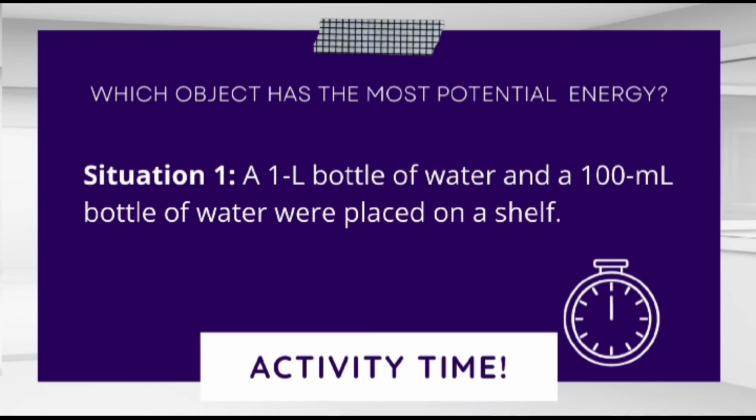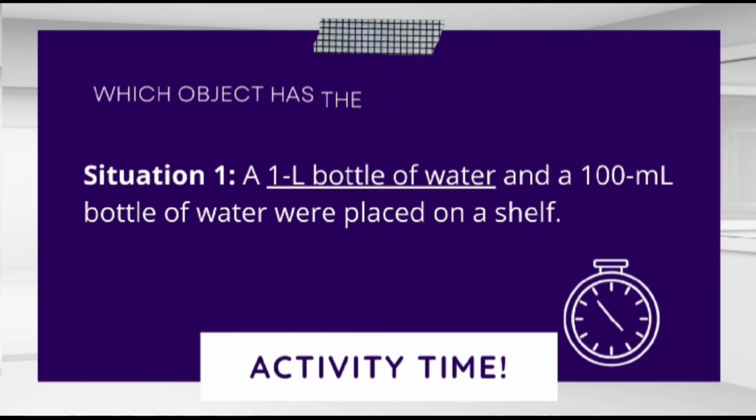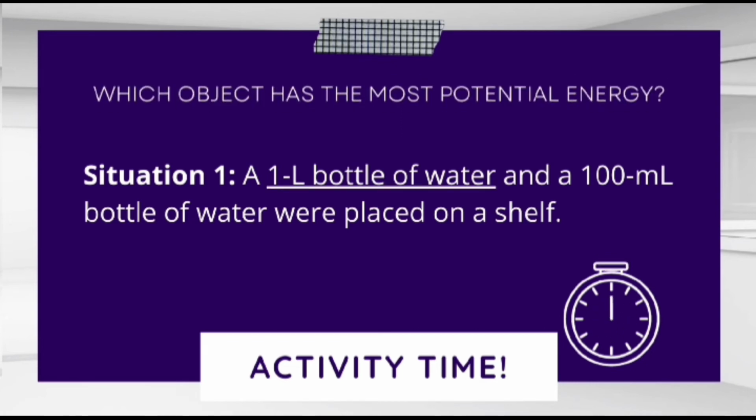Let's start with our situation 1. A 1-liter bottle of water and a 100 ml bottle of water were placed on a shelf. Which object has the most potential energy? So the 1-liter bottle of water has the most potential energy because it is heavier.